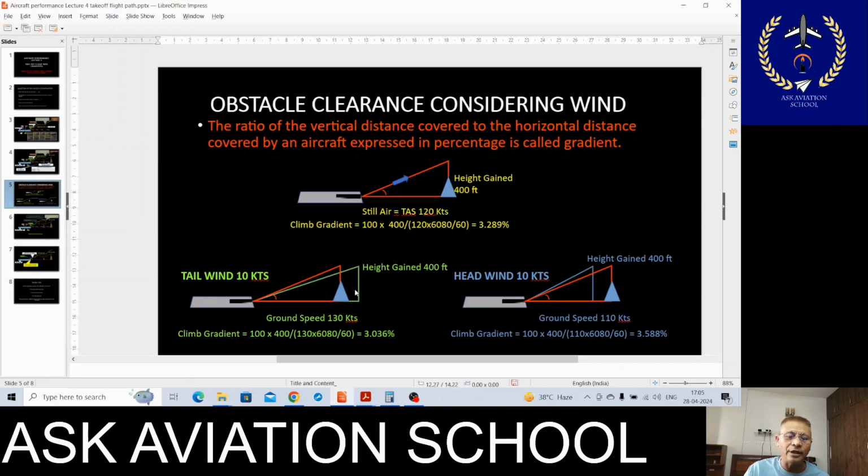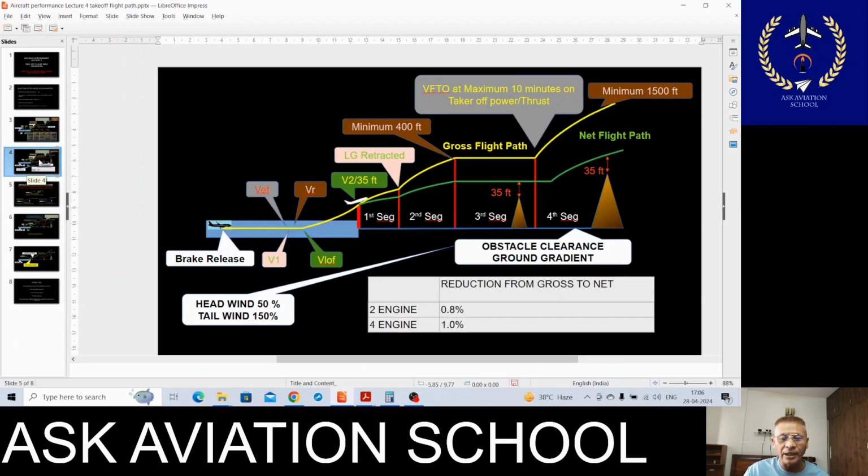In this diagram, the green triangle is after considering the tailwind. The red triangle is for the nil wind condition. Similarly, the blue triangle here is for the headwind and the red triangle here is for the still air condition. So in a headwind, your gradient is better as compared to the tailwind. Since in case of a headwind I am having a good gradient.